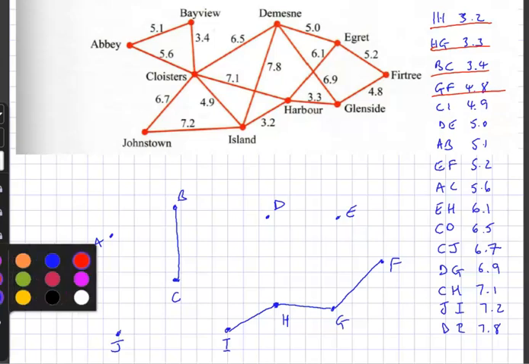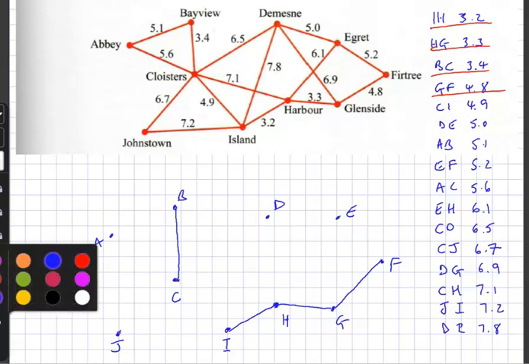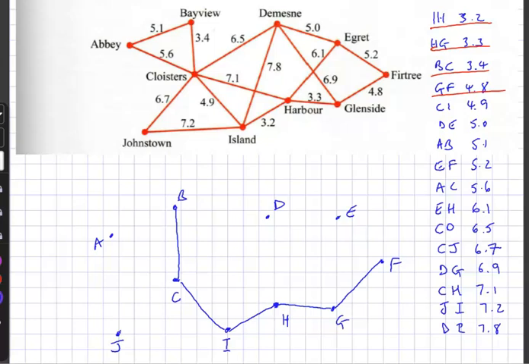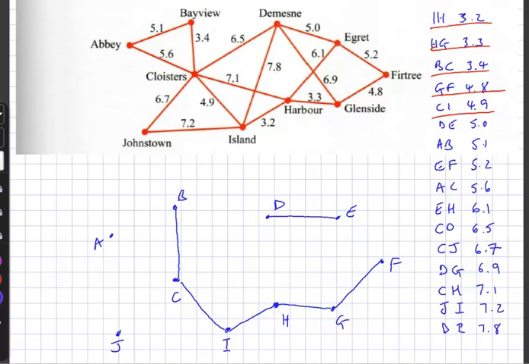C to I of 4.9. C to I, oh, different color. I'll try and keep this the same. C to I, 4.9. Now, DE of 5. So DE of 5, yeah, that works. That doesn't create a cycle. AB 5.1, yeah. EF of 5.2. Now, starting to connect this up now. That works, doesn't make a cycle.